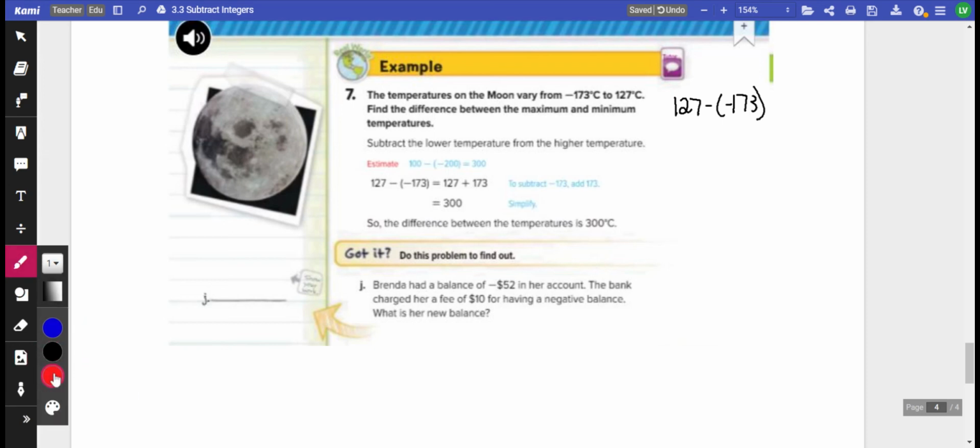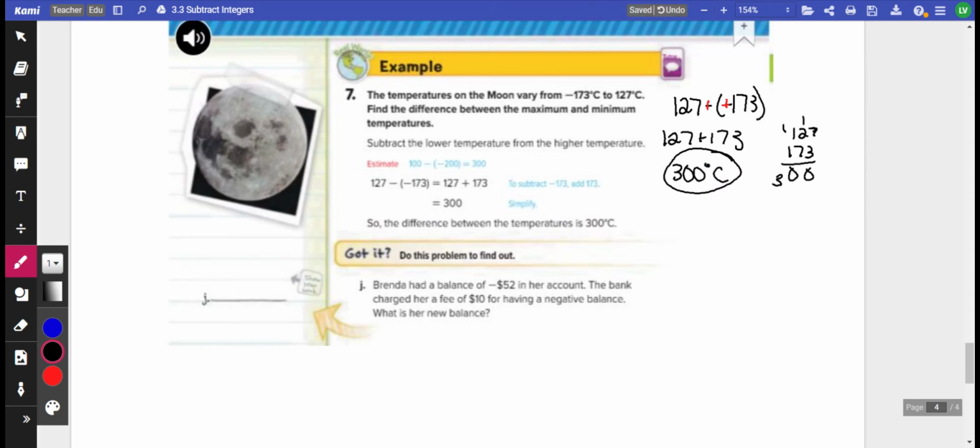So because there's subtraction, I want to do my additive inverse. So I add and make that into a positive 173. 127 plus 173. Well, if it helps, you can always show your work off to the side. So that's going to give me 300 degrees Celsius of a temperature difference.